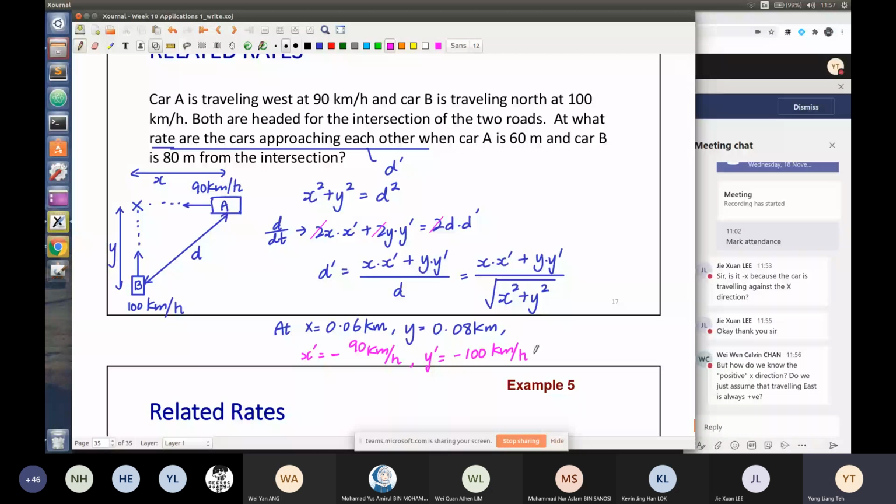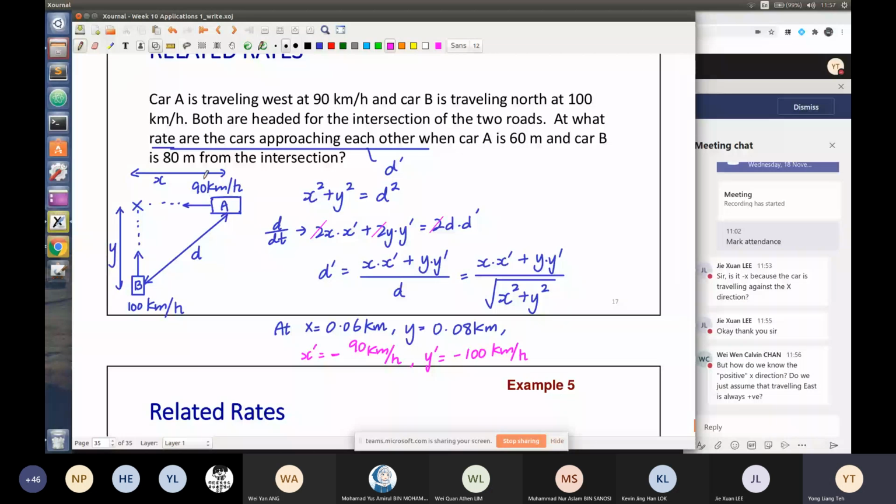Okay, so let me address Kevin's question at the same time. This x and this y is not like a displacement. You can treat it as a displacement if you want, but you can treat it as a distance as well. So it's just a separation distance. But intuitively, we know that when A travels towards the intersection, this x must be decreasing. So if x is decreasing and x is a distance, then x prime must be negative. Decreasing at what rate? Of course, it decreases at 90 kilometers per hour.